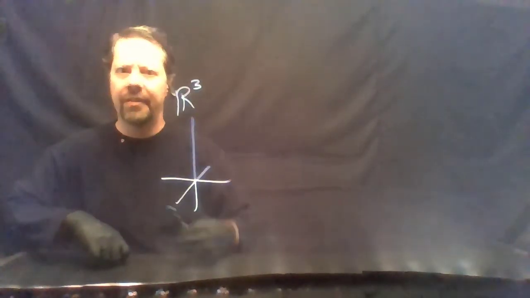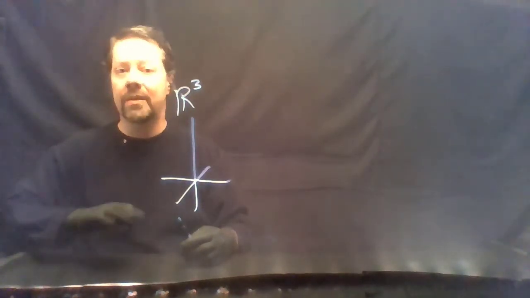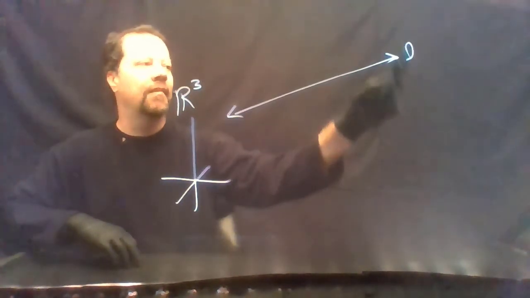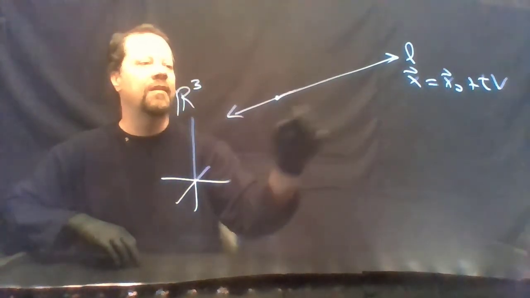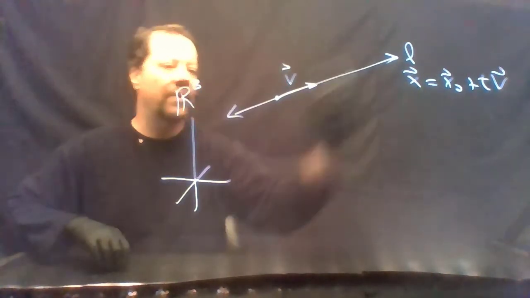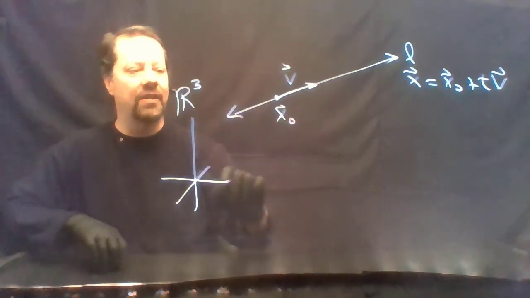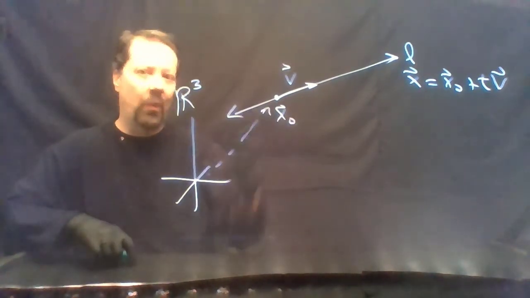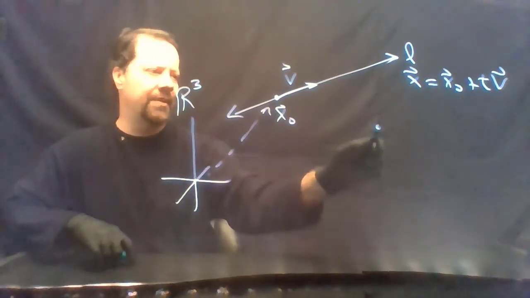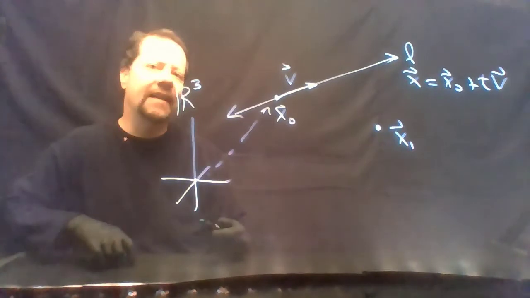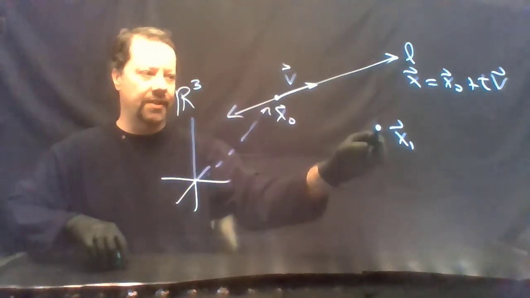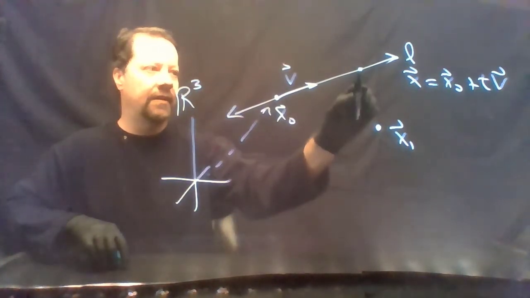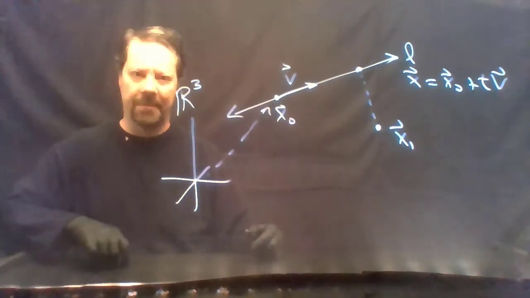Suppose in R3. By the way, the formula for a line that we've given so far works in Rn as well. Suppose we have a line given by x equals x naught plus tv. v is going to be a vector going in the direction of the line, and x naught is going to be some point on that line. Let's suppose that we have some other point, x1, and we would like to find the distance from x1 to the line. What we mean by that is the shortest distance, the distance between x1 and the point on the line that gives you the minimum distance.